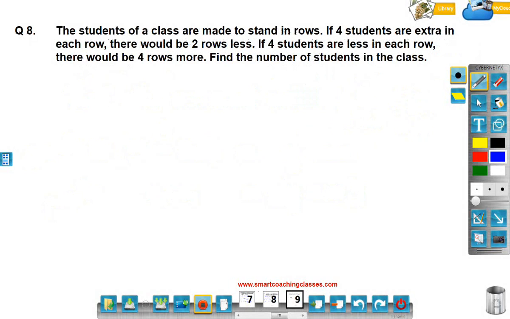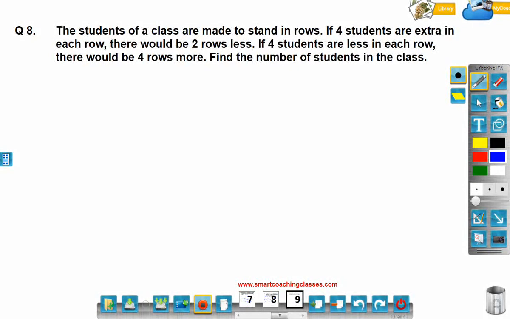Next one. The students of a class are made to stand in rows. Now this is an interesting and a complicated question. Many times it goes wrong, so please pay attention to this question and try to solve it. The students of a class are made to stand in rows. If 4 students are extra in each row, there would be 2 rows less. If 4 students are less in each row, there would be 4 rows more. Find the number of students.